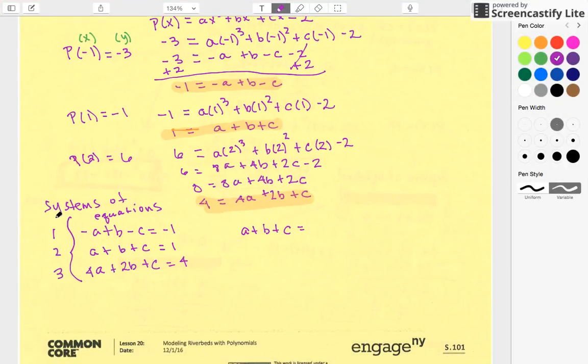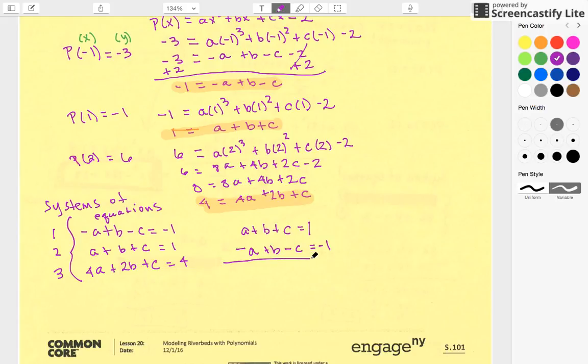Okay, so again, I labeled this equation 1, equation 2, equation 3. All I'm going to do is subtract equation 2 from equation 1. So I have a plus b plus c equals 1, and I'm going to subtract that. It's already subtracted here. As long as I can cancel one variable out, I can do that. So I have minus a plus b minus c equals -1.